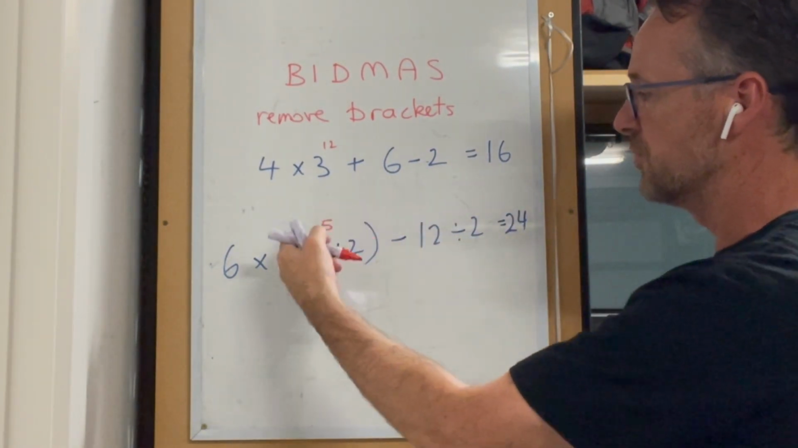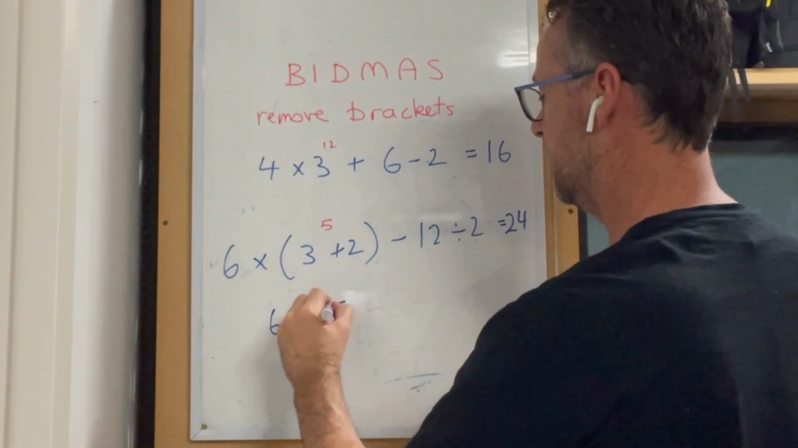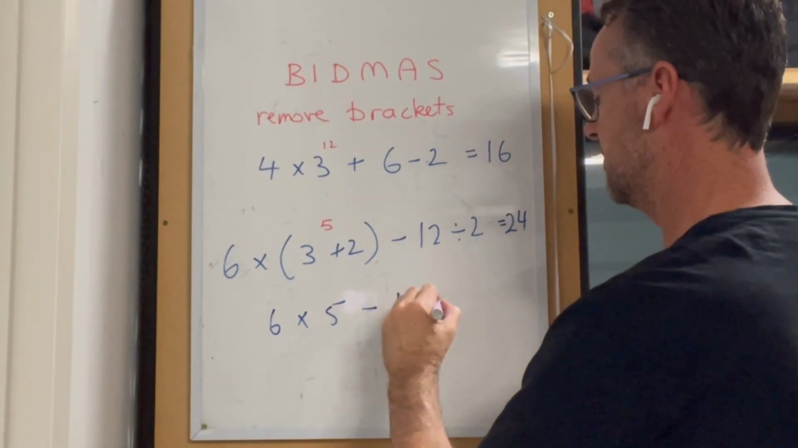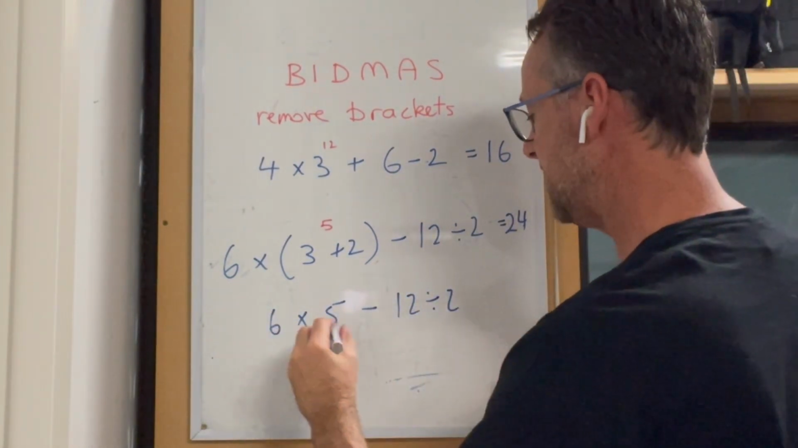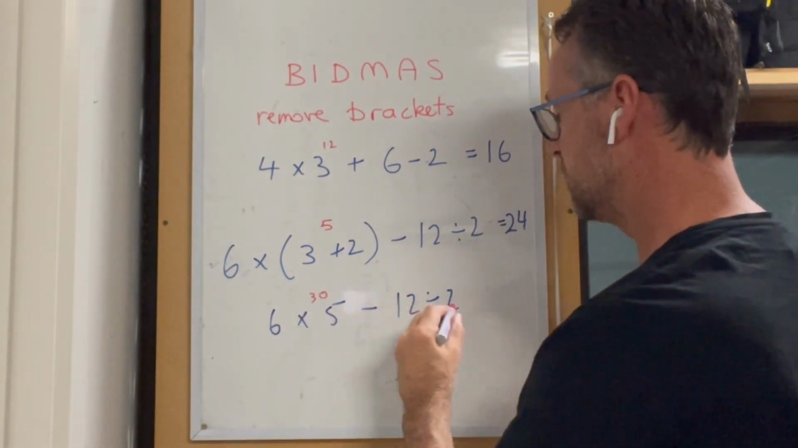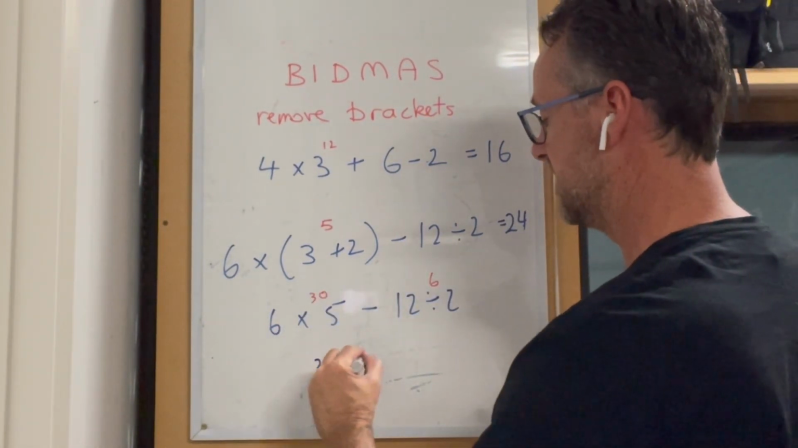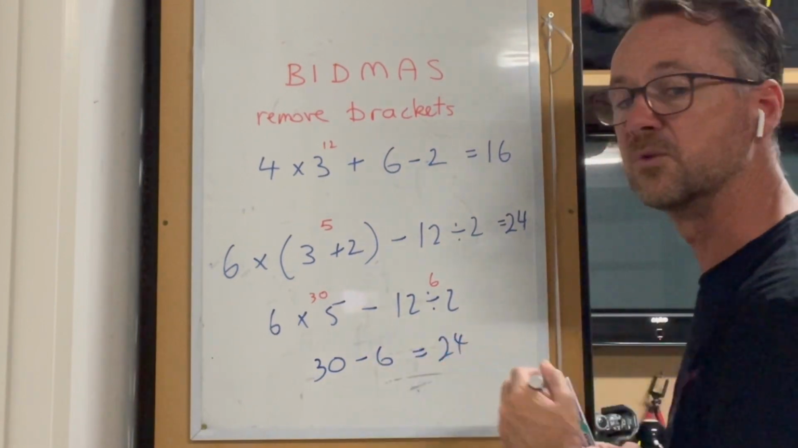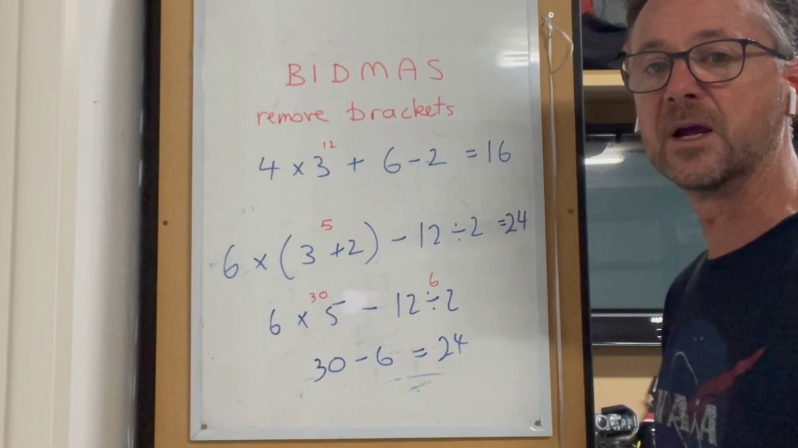And then once we've got rid of this, we can rewrite this question as 6 multiplied by 5, take away 12 divided by 2. And obviously 6 times 5 is going to give us 30, and 12 divided by 2 is going to give us 6. So our new question now is 30, take away 6, and that equals the 24 that we're after. So those brackets need to stay, but those ones could be taken away because they were unnecessary.